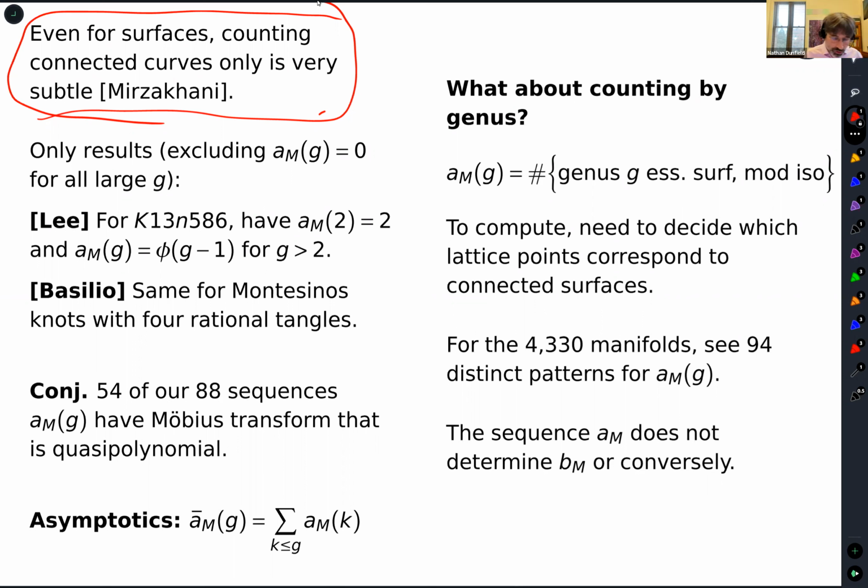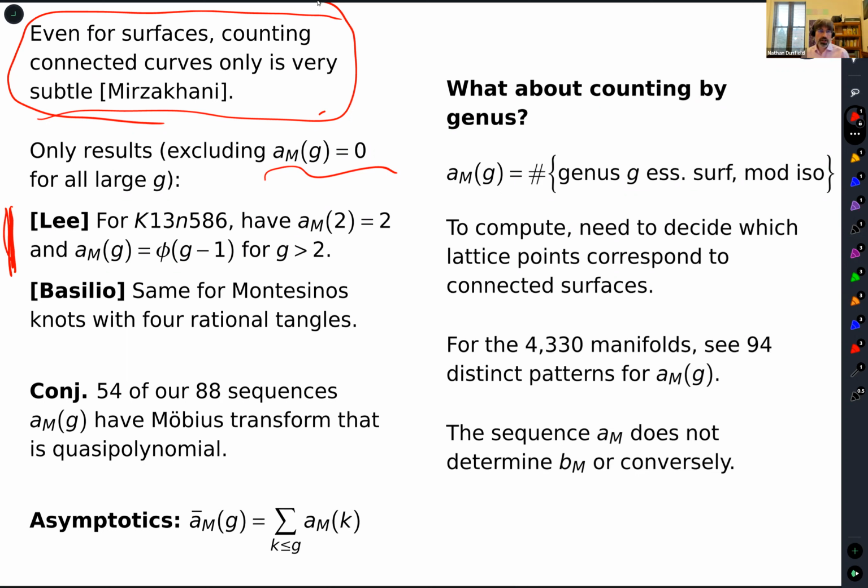And of course, there are many manifolds for which all the counts are simply 0, for example the exterior of a 2-bridge knot, right? That example of Hatcher and Thurston from the very first slide. In that case, we do know them all. They're just 0. My student Sharon Lee gave the first example where it's been proved what these counts are for all G where the counts aren't just 0. In particular, what she showed is for this particular 13 crossing knot, there are 2 surfaces of genus 2.